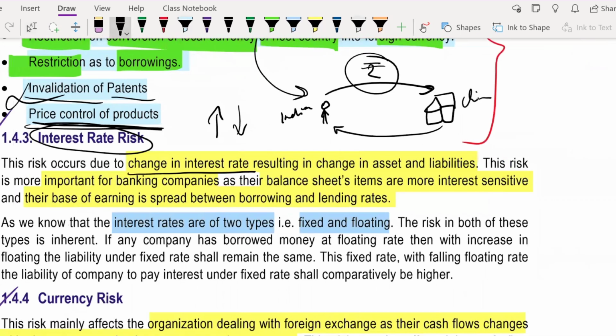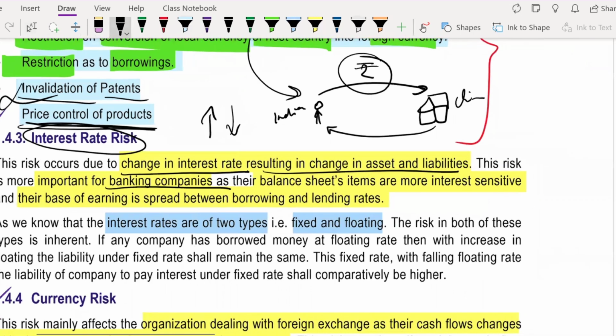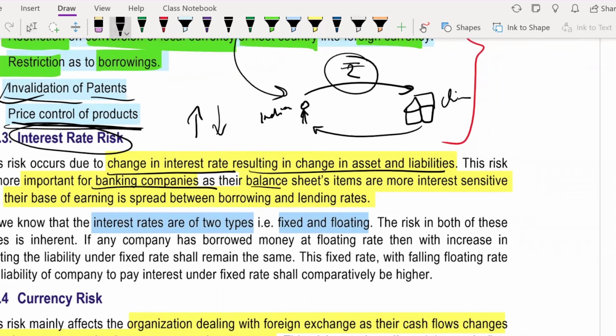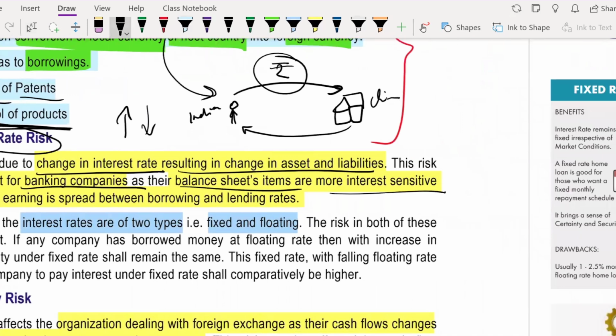So the change in interest rate results in a change in assets and liabilities, mostly for banking companies. For banking companies, their main assets and liabilities depend on the loans and advances they give and the loans they get. Okay, so for a banking company, their balance sheet items are more interest sensitive. Depending on interest, the value of their assets and liabilities will also change.